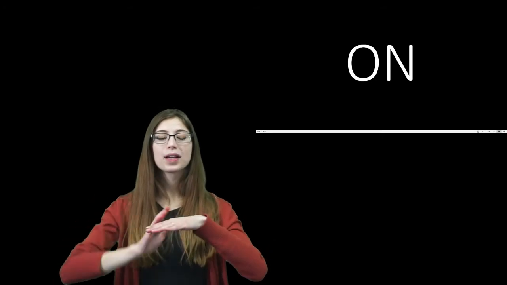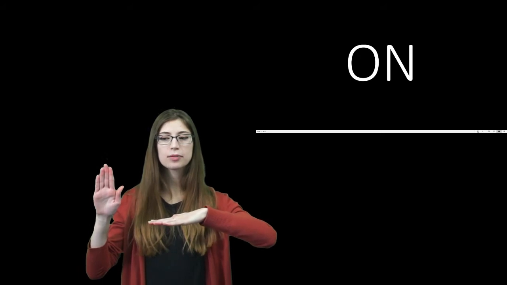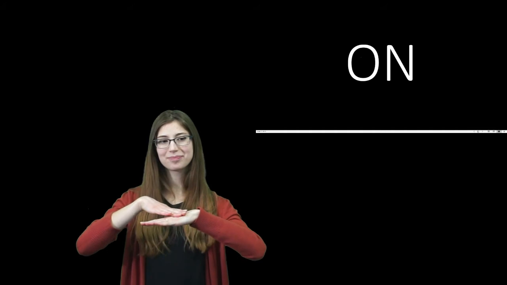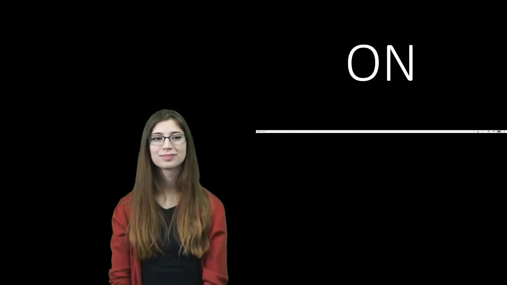On. So two open B hand shapes, non-dominant hand palm down, your dominant hand is just going to tap on top of it. On.